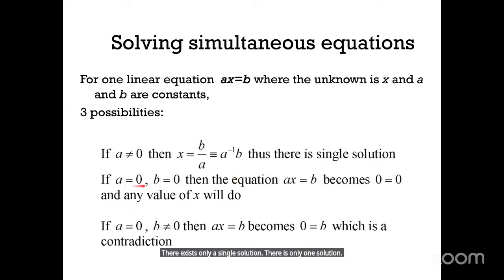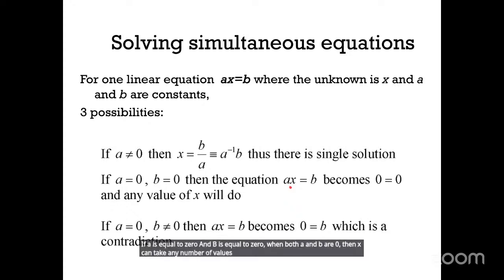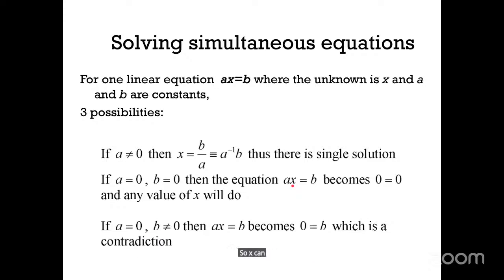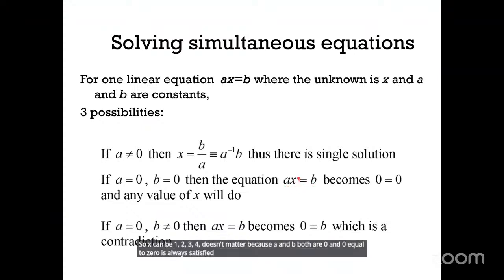If a is equal to 0 and b is equal to 0, when both a and b are 0, then x can take any number of values. So that means x has infinite solutions. So x can be 1, 2, 3, 4, doesn't matter, because a and b both are 0, and 0 equal to 0 is always satisfied for any value of x.